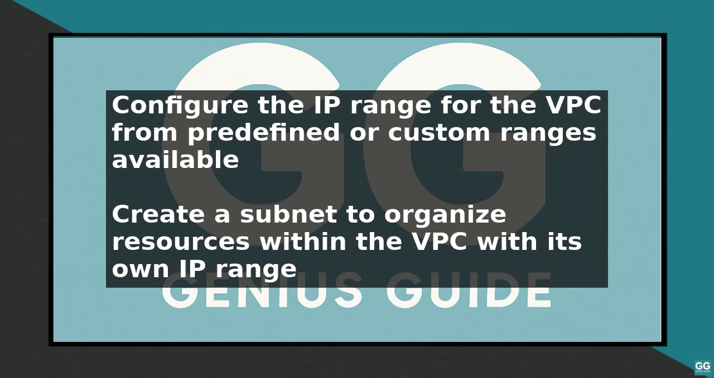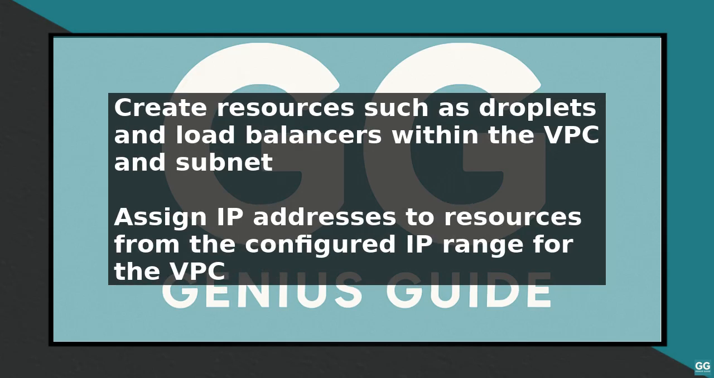Once you have created your VPC and subnet, you can start creating resources such as droplets and load balancers. These resources will be assigned an IP address from the IP range you configured for your VPC.